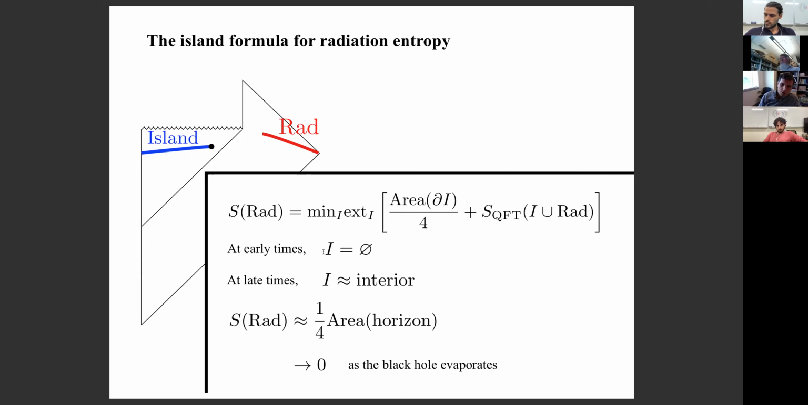At early times, there are simply no extrema of the generalized entropy. So I is just the empty set. There is no island. And the answer to this calculation is then just the ordinary fine-grained entropy of the radiation. So that's going to agree at early times with Hawking's calculation.